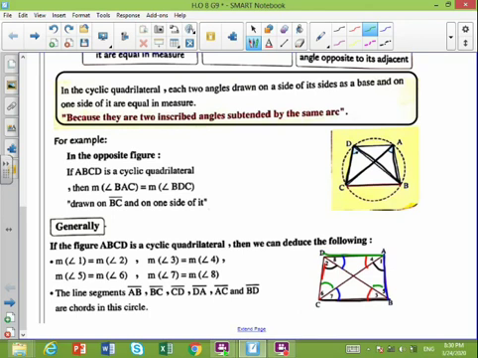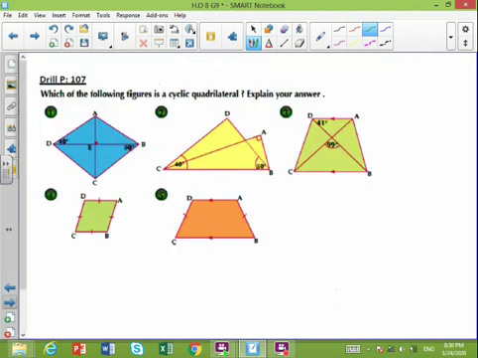Okay, and the line segments AB, BC, CD and DA, also AC and BD are all chords in this circle. If I draw a circle, this will be a chord. Each one I can name a chord in the circle.